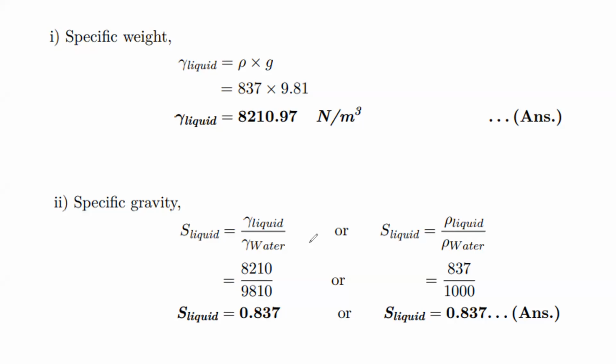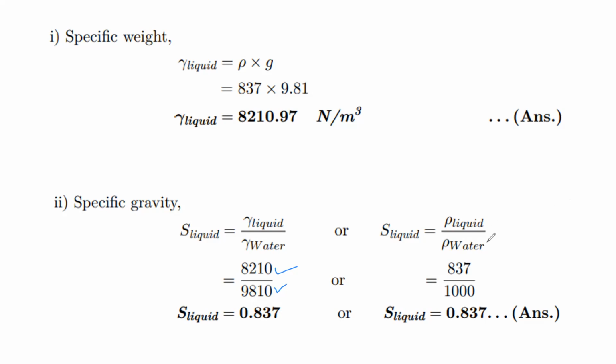Now the first method is by specific weight, the second one is by density. Both are correct. So here I have solved both. Specific weight of the liquid is 8210, whereas specific weight of the water is 1000 into 9.81, that is 9810. Okay. So now you see 8210 divided by 9810 will give you the specific gravity, 0.837. It's a dimensionless parameter.